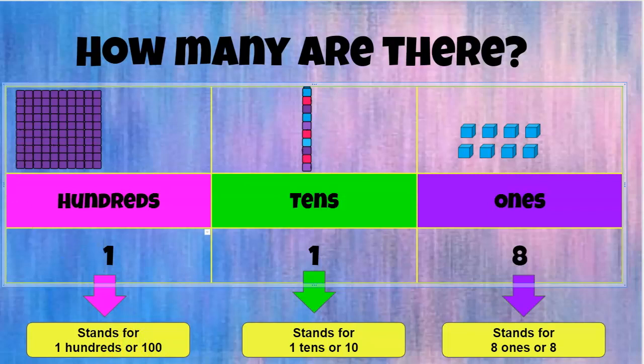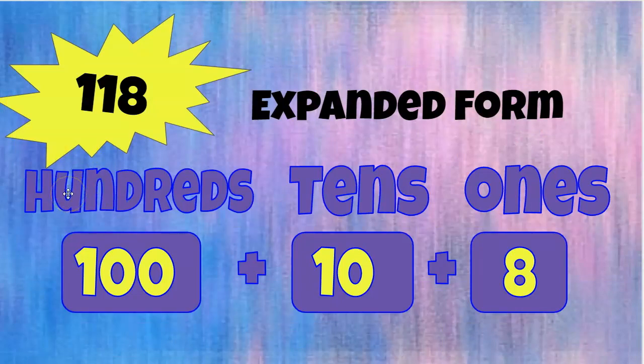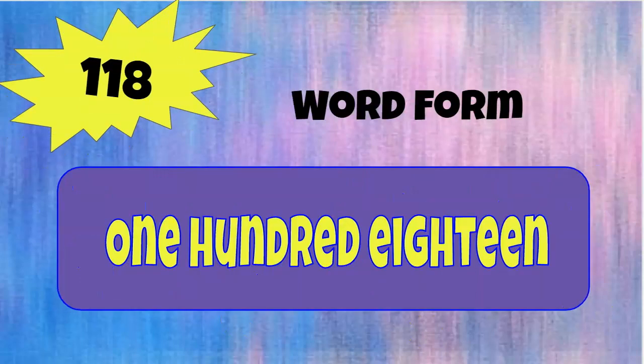We use this value to write the number in expanded form. When we write the number in expanded form, we are using the sum of the value of each digit. Here, the 8 represents 8. The 1 digit in the tens place represents 10. And the 1 in the hundreds place represents 100. So 100 plus 10 plus 8 equals 118. The last form is word form, and that is the form when we use words to represent the number.